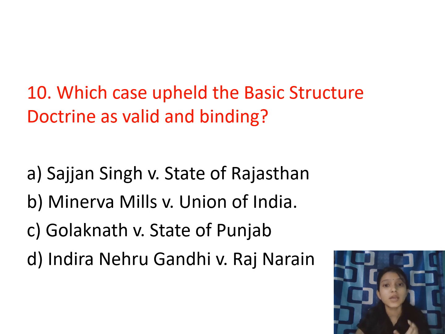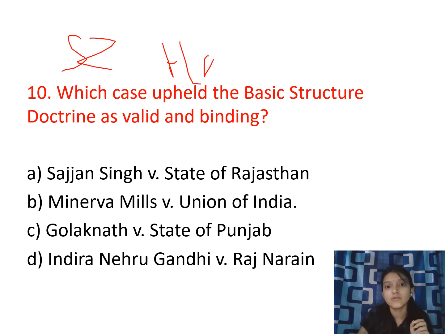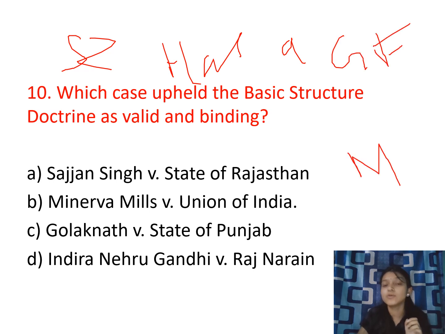The next question we have, which case upheld the basic structure doctrine as valid and binding? The options are Sajjan Singh versus State of Rajasthan, Minerva Mills versus Union of India, Golaknath and Indira Nehru. Again, remember S2 has a girlfriend called Minerva. These statements will help you in solving many of the questions. So the question states, which case upheld the basic structure doctrine as valid and binding? That means the basic structure doctrine is already upheld.